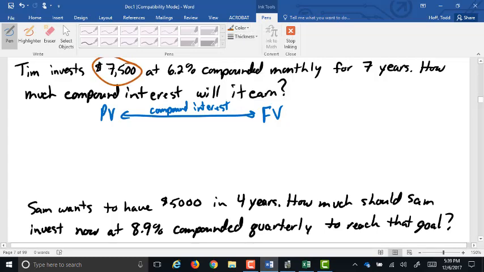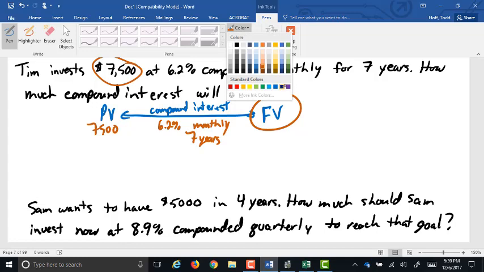The 7,500, is that the present value or the future value? Present value. Tim has that right now. He wants to know what he's going to have in the future. That's what he's trying to find. What goes on in between there is the 6.2% compounded monthly for 7 years.